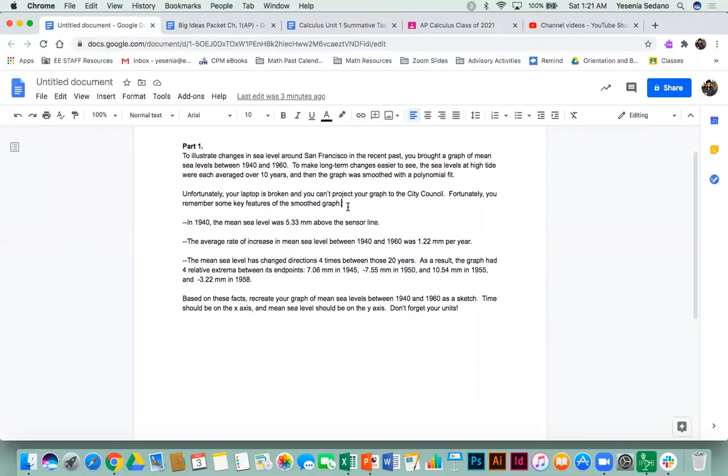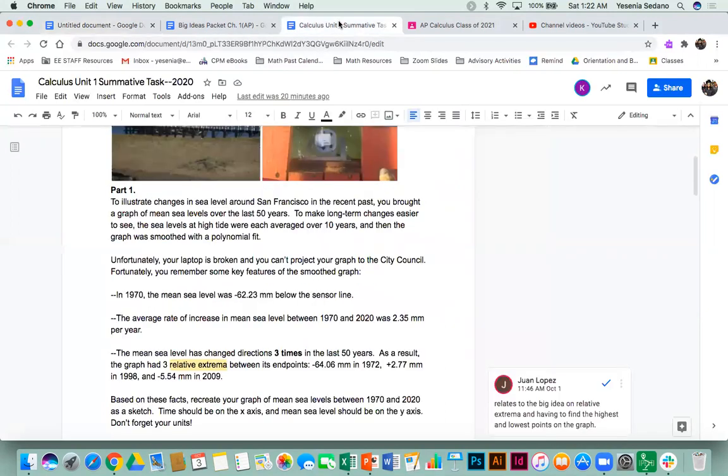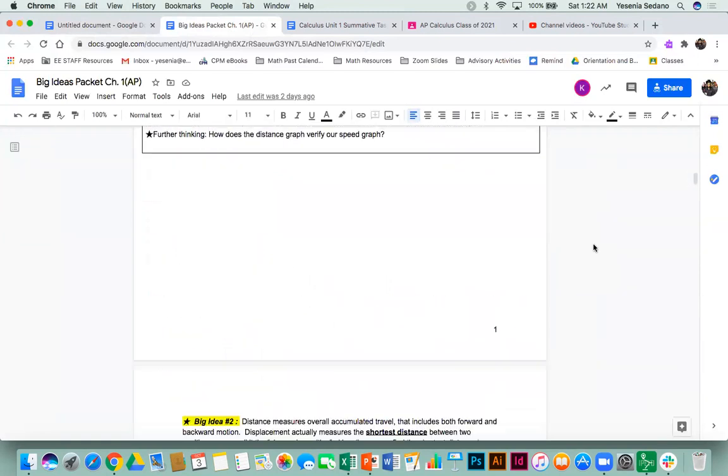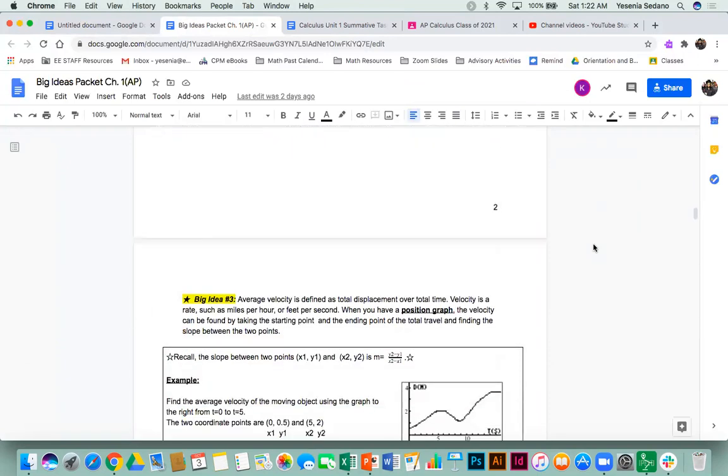We have to create the smoothed graph, but we do have these key features. In 1940 at the start, the mean sea level was 5.3 millimeters above the sensor line. The average rate of increase in the sea level between 1940 and 1960 was 1.2 millimeters per year. Because I see millimeters per year, I know that's a rate. Rates of change are mentioned in big idea number 1, for example the area under a rate graph. It's also mentioned when we talk about velocity.